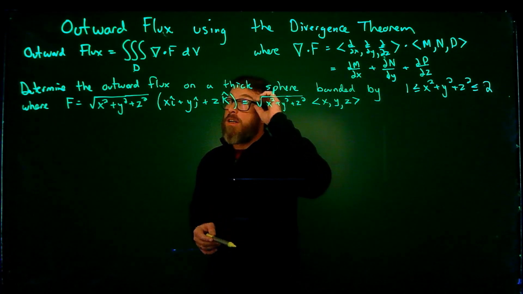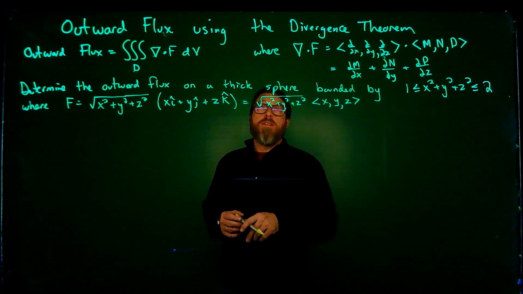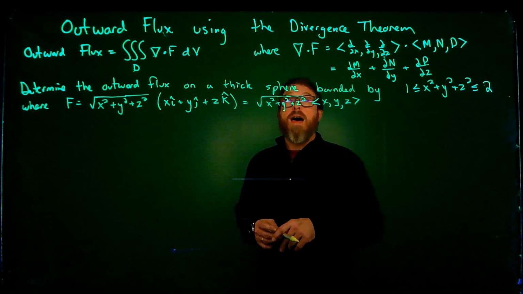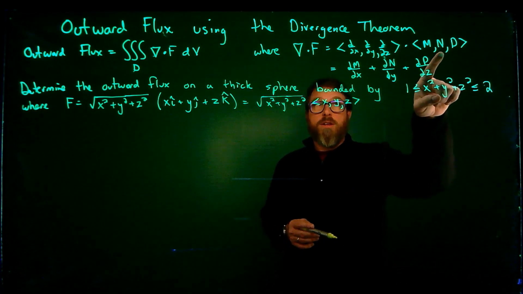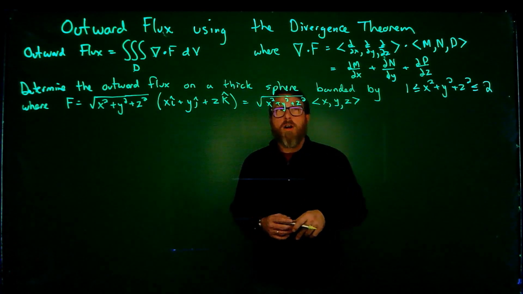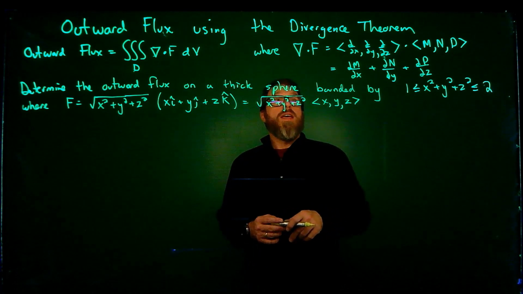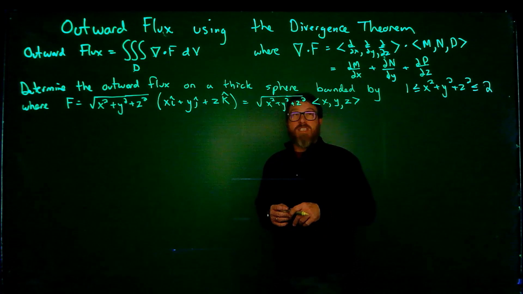So the outward flux is the triple integral over D of the gradient dot F dV. Now, the gradient dot F is this dot product between the gradient and your vector field M, N, and P. When you do this dot product, you can see it's the partial with respect to x of M plus the partial with respect to y of N plus the partial with respect to z of P.